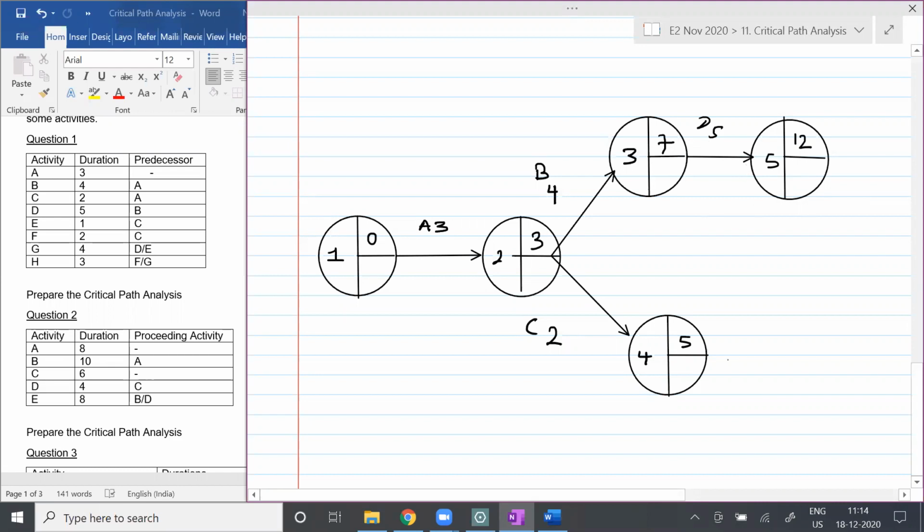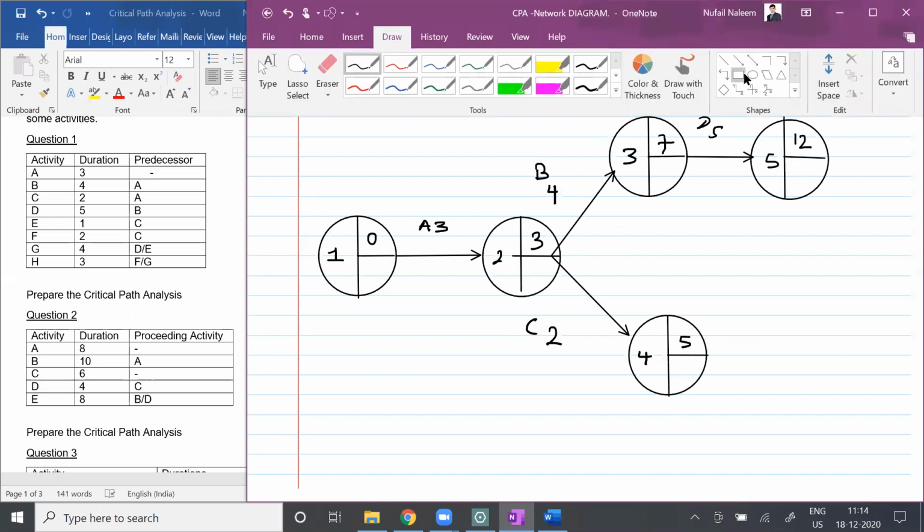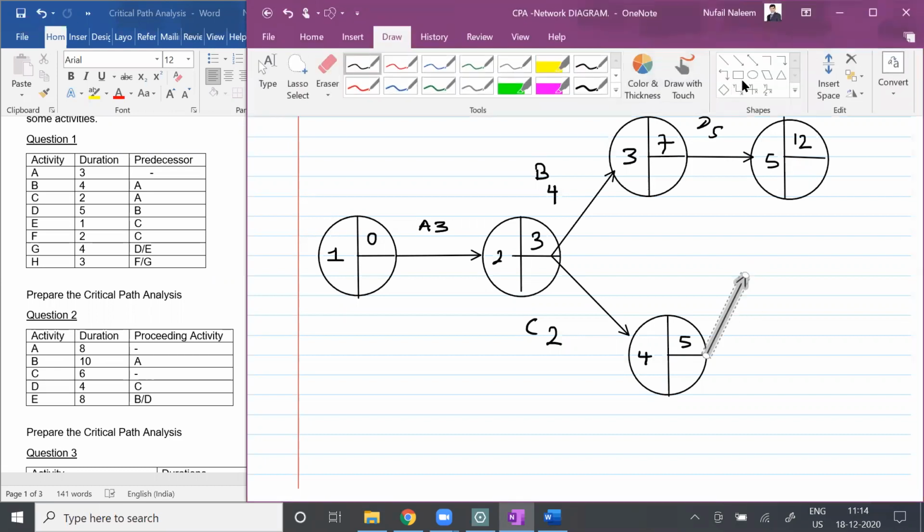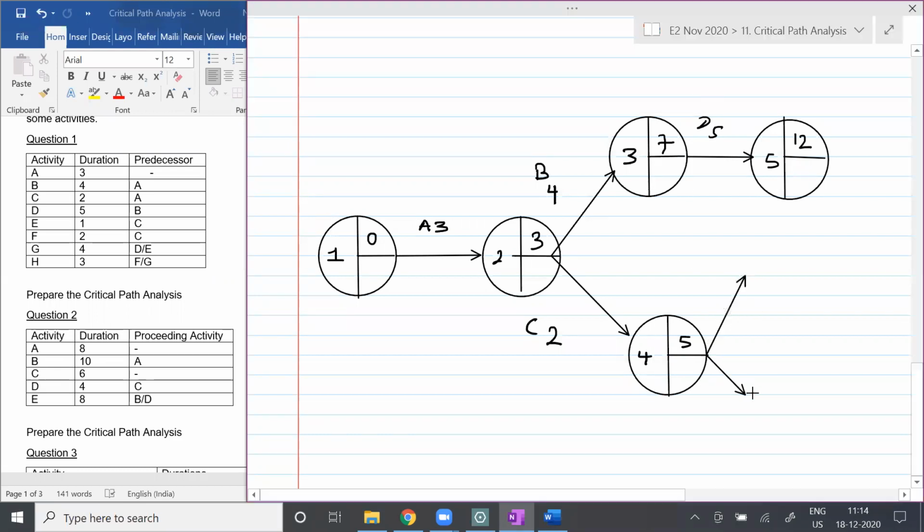But students, if you observe, C has how many activities in total? 2 activities will start with C. So what I will do is connect a line like this, and I will also connect a line below this. Are you clear with what I'm saying there, students?